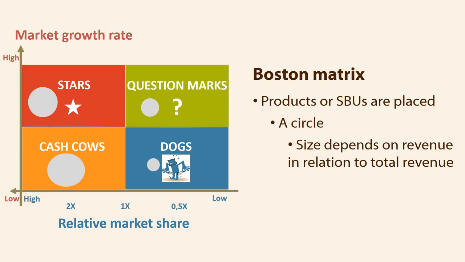The following review of the 4 fields indicates the typical process that a product or product group can go through in its lifetime. The path that most companies are trying to achieve is question marks, stars, cash cows, ending with dogs.